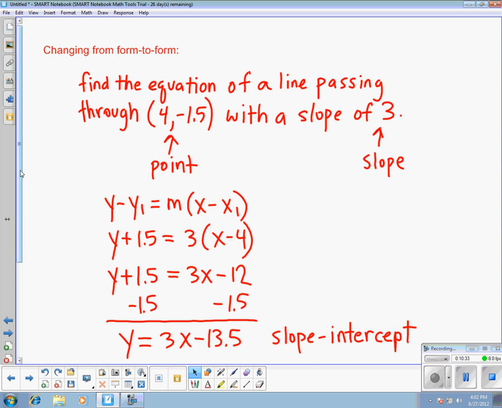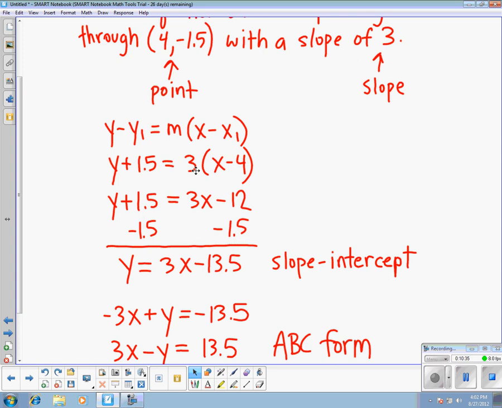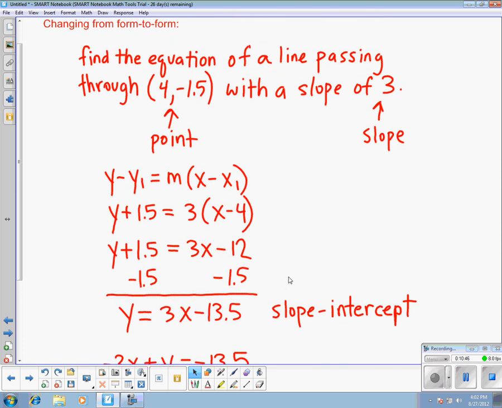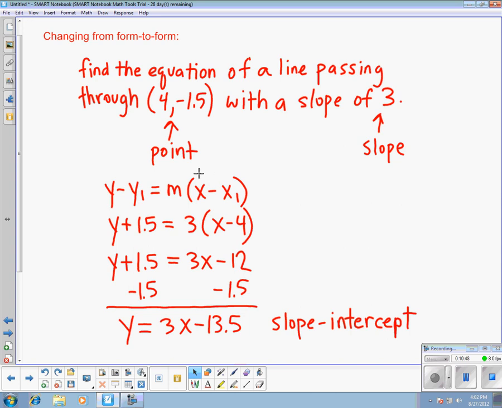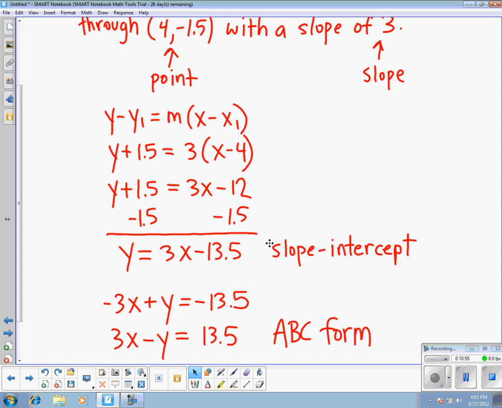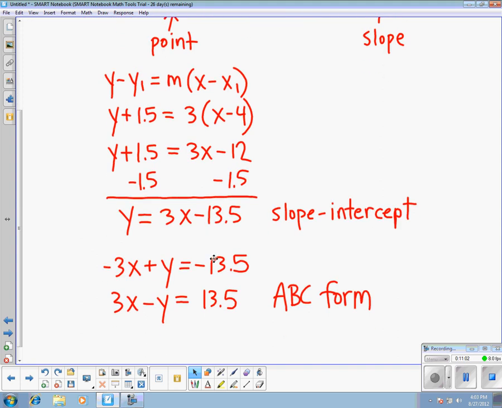Now to change from point-slope form, it's just a couple quick steps. I distribute the 3x minus 12. Then I subtract a 1.5 from both sides and get to slope-intercept form. Okay, one line could have a million different point-slope forms because there are a million different points on that line. But there's only one unique slope-intercept form, so if I'm talking about a specific line, slope-intercept is the one to go with. Now, to get to ABC form, or general or standard form, I move the 3x back to the left, make it negative. I subtract 3x from both sides.